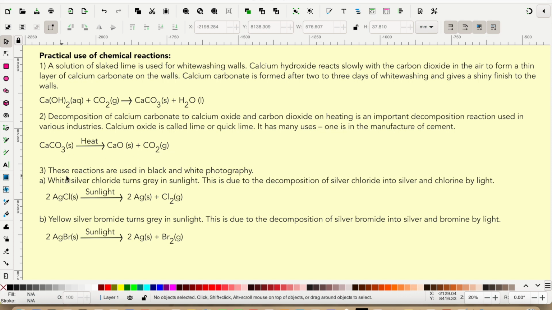Third one, these reactions are used in black and white photography. First one is white silver chloride turns grey in sunlight. This is due to the decomposition of silver chloride into silver and chlorine by light. Second one, yellow silver bromide turns grey in sunlight. This is due to decomposition of silver bromide into silver and bromine by light.